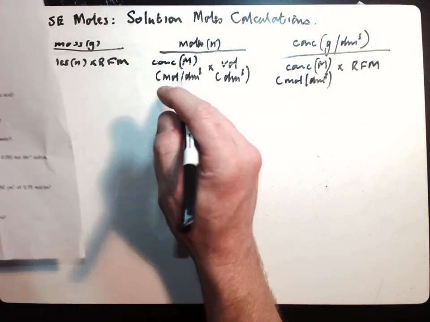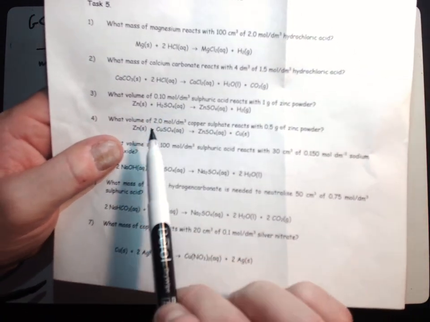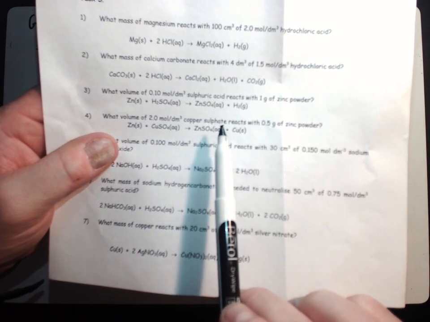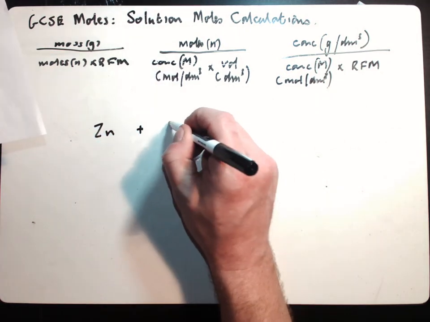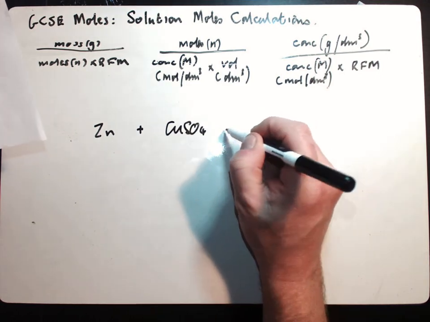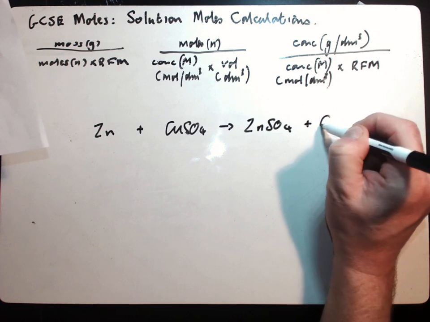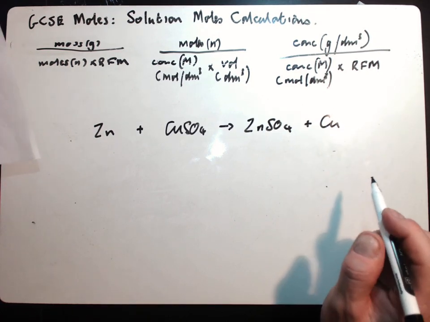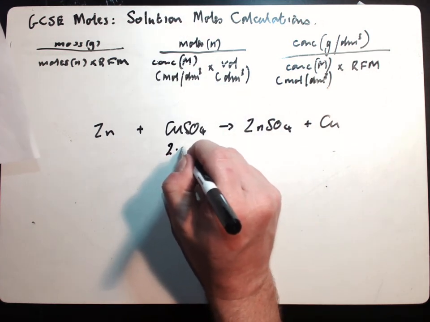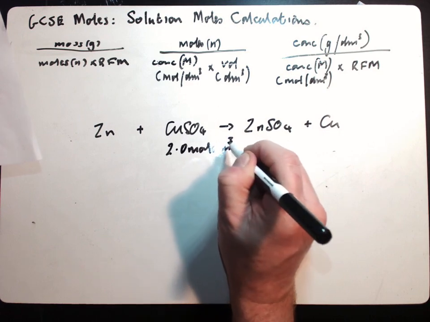So we'll write out again. If we look at question number 4, it is this time what volume of 2.0 moles per dm cubed copper sulfate solution reacts with half a gram of zinc. So let's again write out our equation. That's zinc plus our copper sulfate solution gives us zinc sulfate plus copper. Again we write in the information the examiner gives us just to remind us of it. So it's 2.0 moles per decimeter cubed copper sulfate solution.